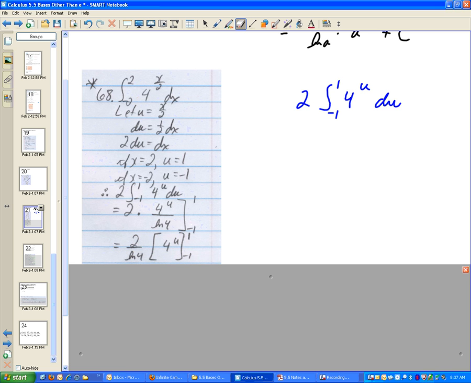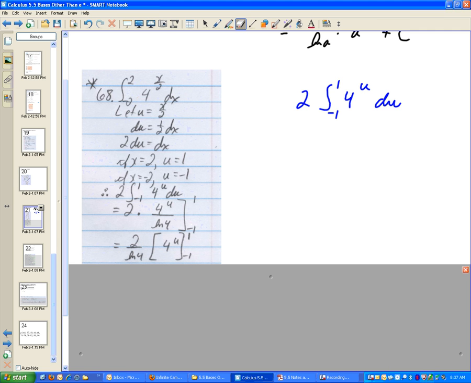So 2 over the natural log of 4 is our constant. And now we're just evaluating 4 to the u from negative 1 to 1. It's not wrong if you don't do that, but you are making your work a little easier if you factor out that constant. Okay?